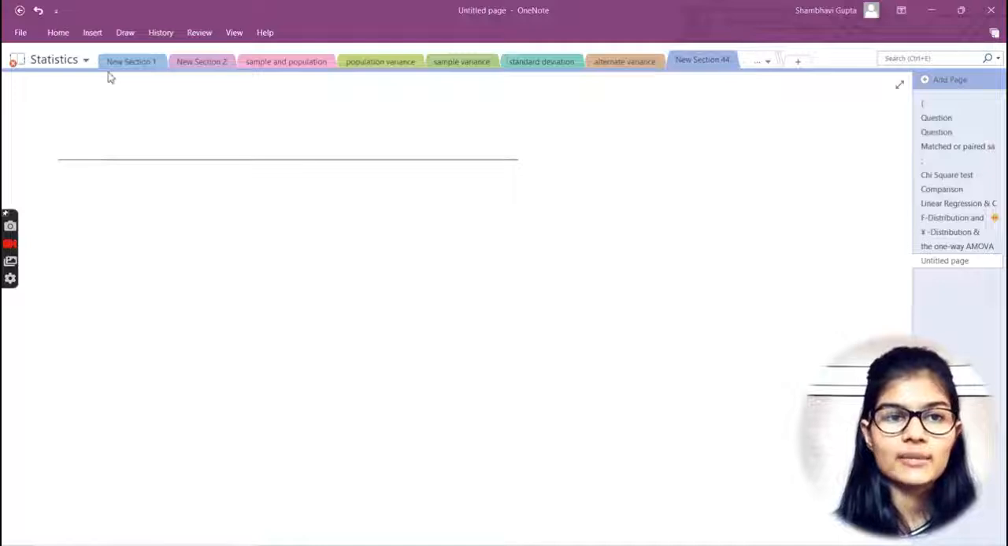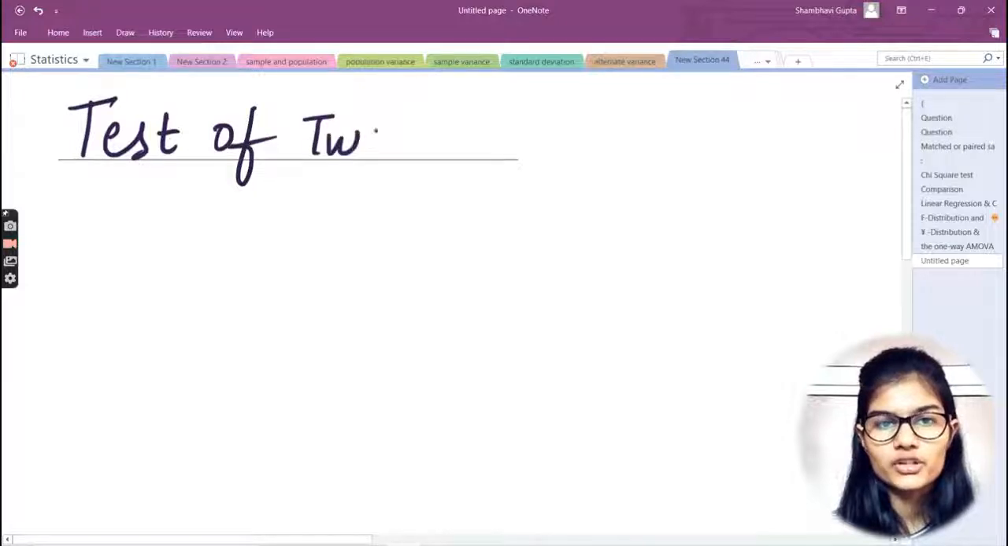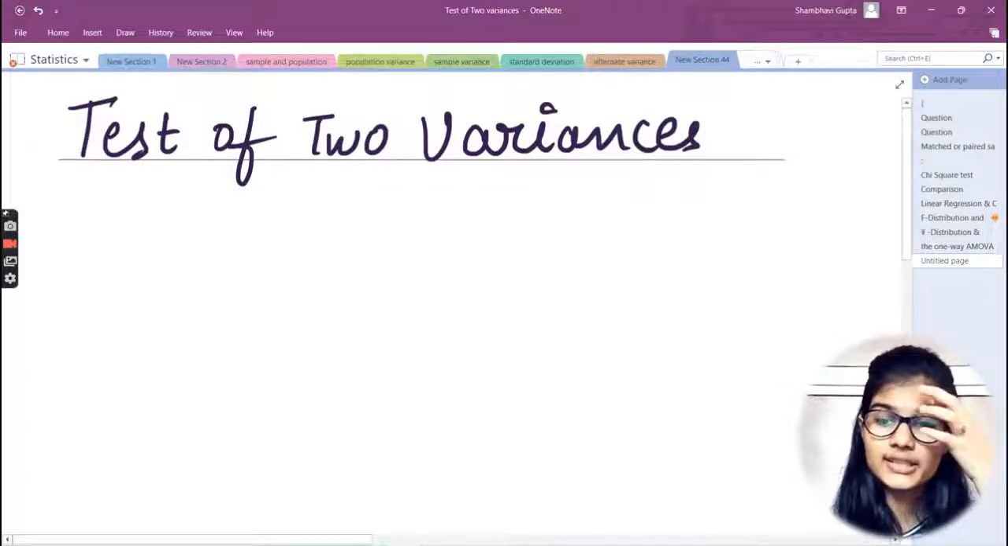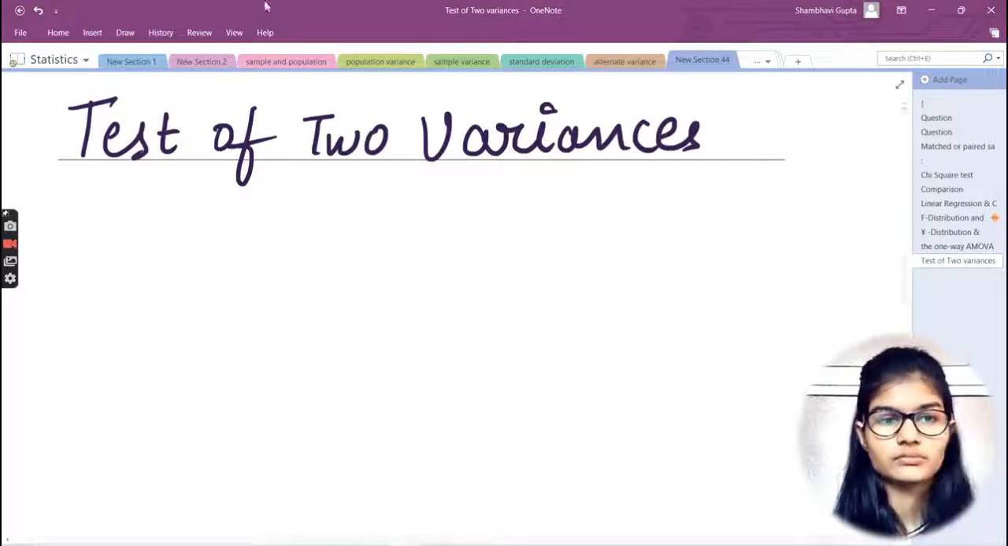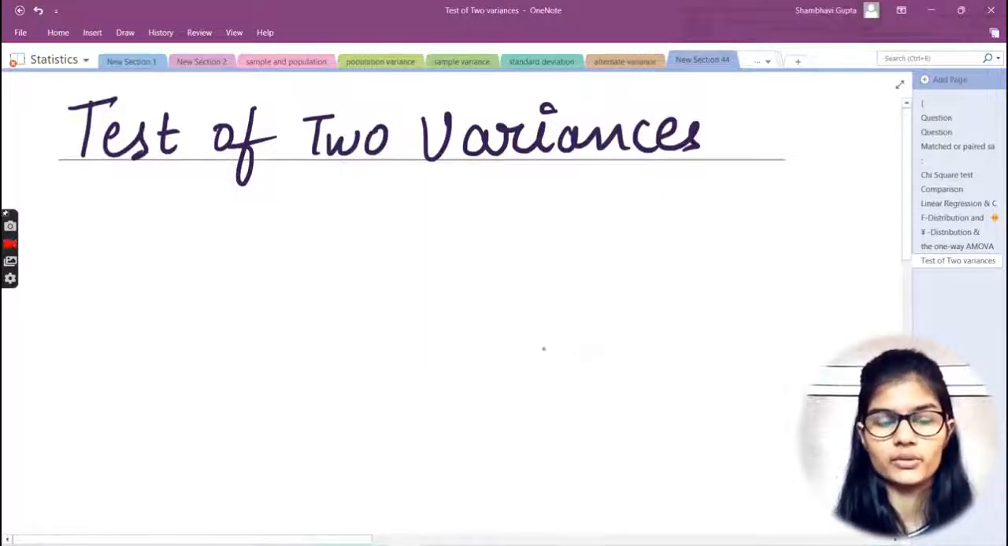So now we'll be discussing a very new topic here, and that is the test of two variances. This is the topic that we are going to discuss now. Let me quickly take out a new color, then I will explain what this function is, what the things are here, and how to use it throughout.